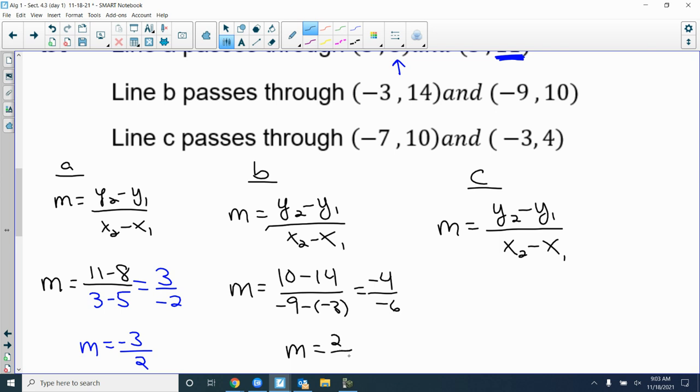M equals 2/3. You are correct. You do need to reduce it. You cannot say, oh, my slope's negative 4 over negative 6. So if you had B or didn't have B, write down 2/3. Write down 2/3. Maddie, what did you get for C?